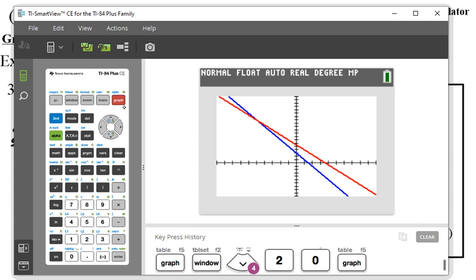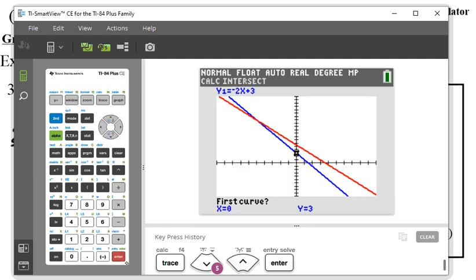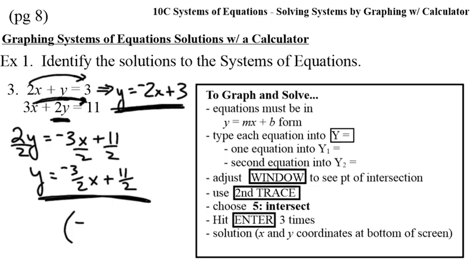Now I'll graph it. There's our point of intersection. That's what we needed. Second trace, down to number 5 intersect, enter, scroll so you're close to the point of intersection, just because some people say you don't have to, I like to. Enter, enter, enter, and our solution is negative 5, 13. Right there, there's your solution. Go back to our page, and our solution is negative 5, 13.